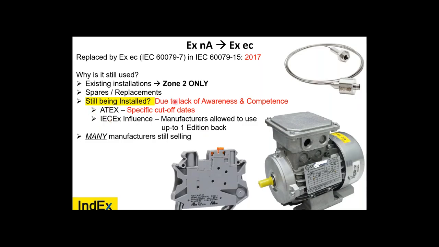ATEX allows Zone 2 equipment to be manufacturer self-certified. That's a weakness. IECEx allows manufacturers and certification bodies and test laboratories to use up to 1 edition back. The last edition was 2011. Significant changes have happened. Many manufacturers are still selling EXNA. So remember, NA is like EC or EXE. NA terminals inside of an NA box. NA terminals inside of an NA motor.